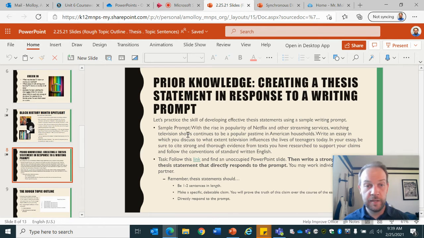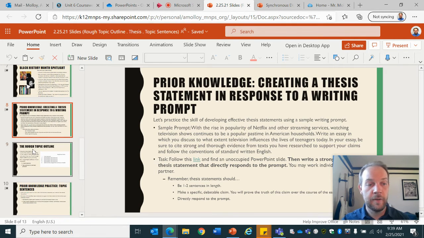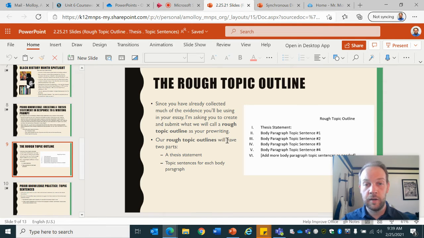So pause here if you need. Take some time to look at your own thesis statement. Think about how this might impact any drafts of your thesis statement that you've written. Eventually, what we're going to be doing is creating a rough topic outline. This is your homework. So you've already collected a lot of the evidence that you're going to be using in your essay through your research and through reading and exploring Dr. King's Letter from Birmingham Jail.